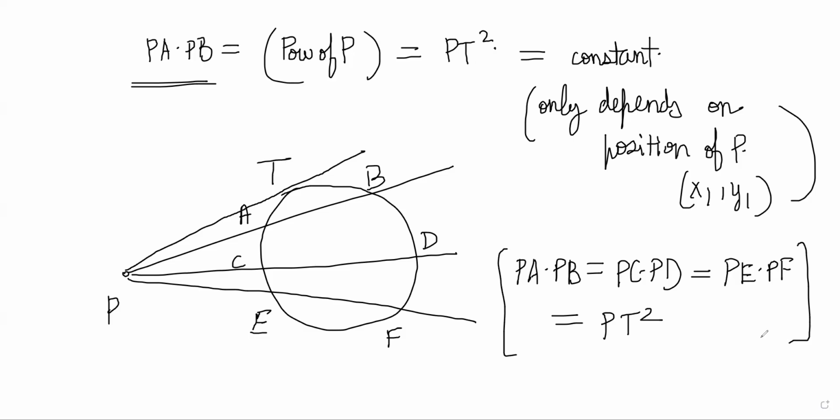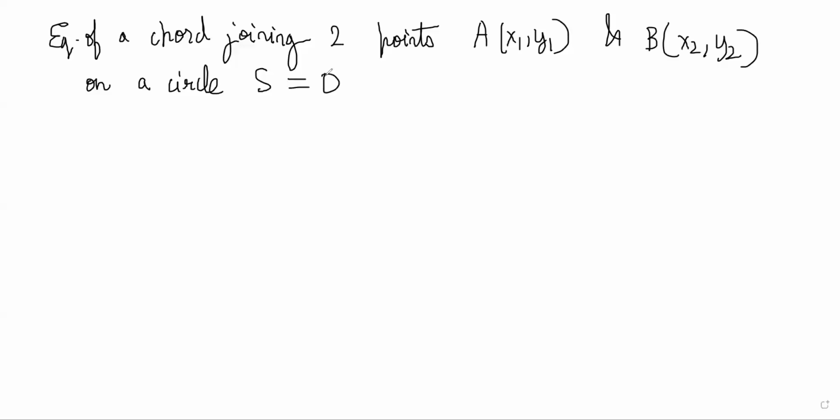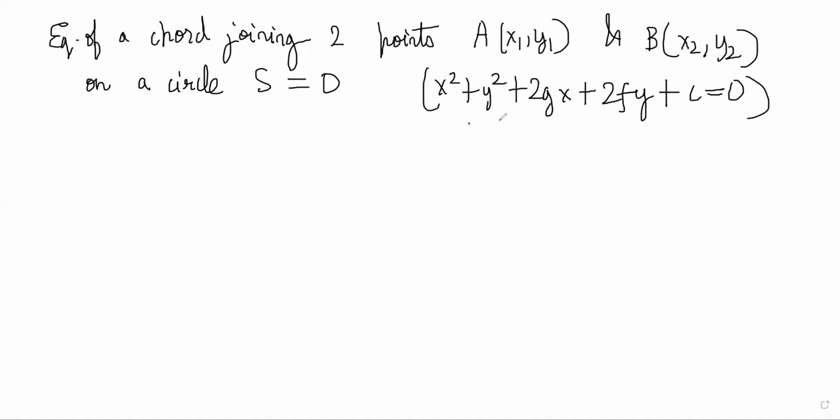Okay, the next thing that we look at is the equation of a chord joining 2 points, A, which is (x1, y1), and B, which is (x2, y2), on a circle S. And the circle equation can be written as x² + y² + 2gx + 2fy + c = 0. So this equation is written as S = 0, right?